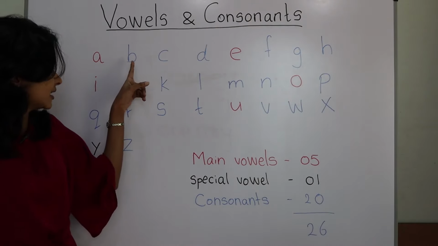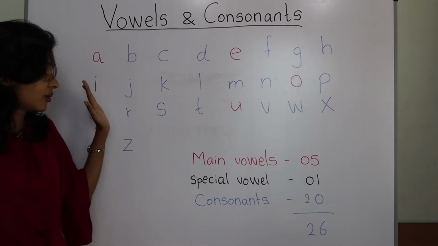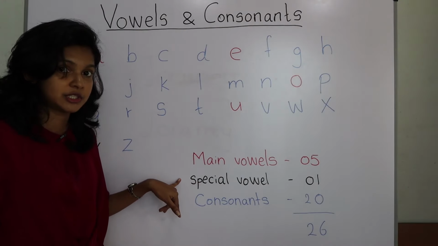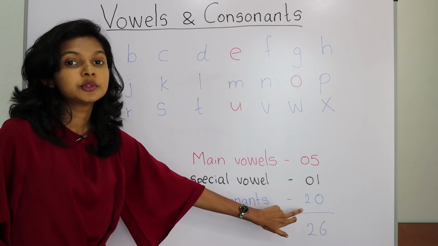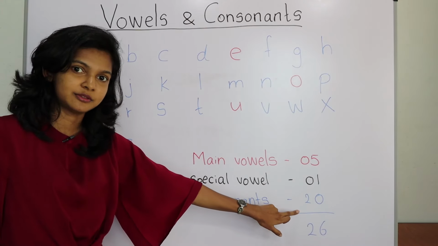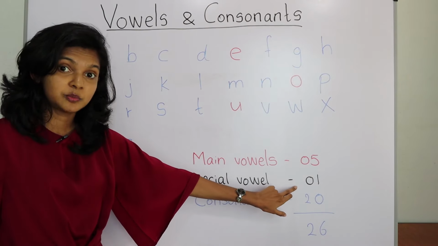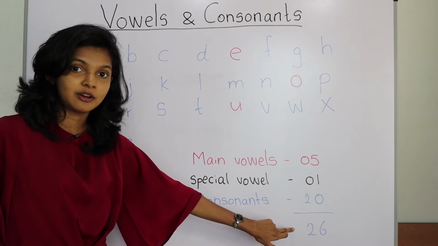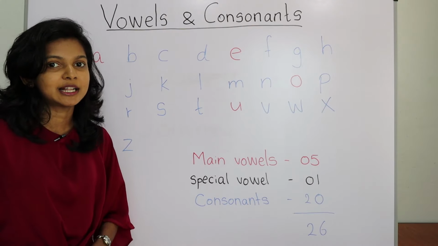That means starting from B, C, D and up to Z, all the other letters except the 5 vowels and the special vowel are called consonants. So there are 20 consonants in the English alphabet. So there are 5 main vowels, 1 special vowel, that is Y, and 20 consonants. All together make the 26 letters in the English alphabet.